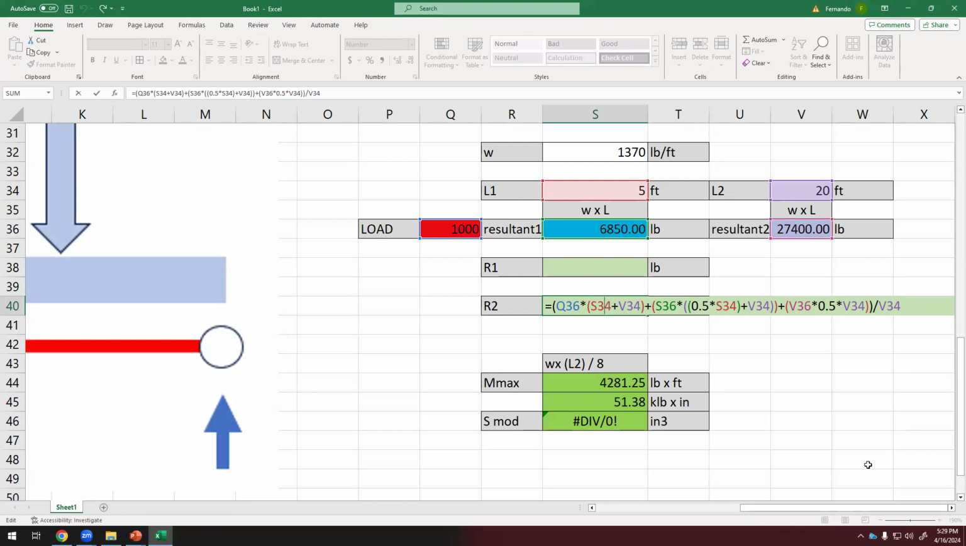Well, this one is the load times this is L1 plus L2. Okay, that's correct. Plus this one is resultant one, this one times half L1 plus L2, plus resultant 2, this one times half L2, divided by L2. Okay, so if we look at this, it looks very easy.